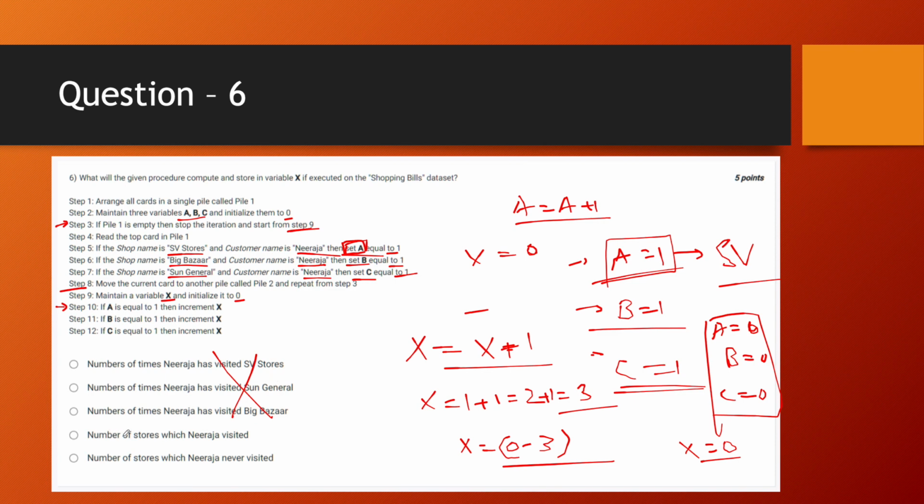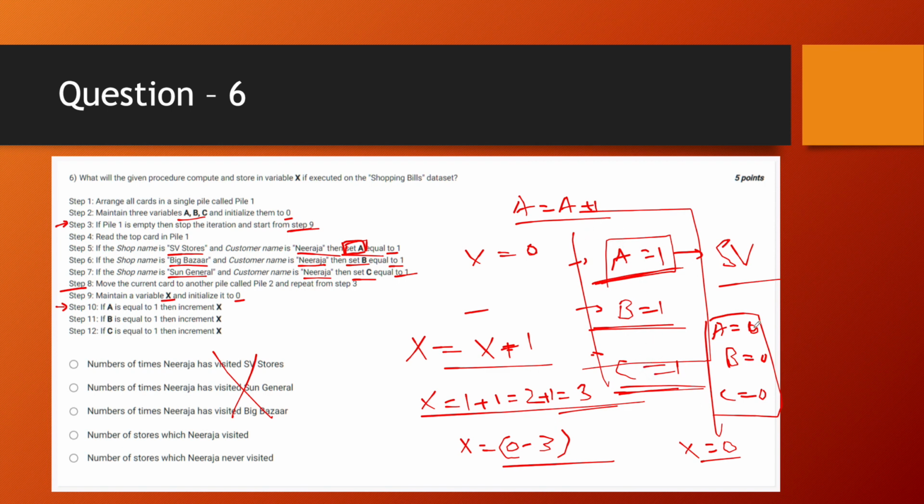The fourth option states that it is the number of stores which Neerja has visited. From this you can see that she had visited SV stores, she had visited, let's say, Big Bazaar, and the third store that she had visited is Sun General. In this particular scenario you saw that x was equal to 3, which means she has visited all 3 stores.